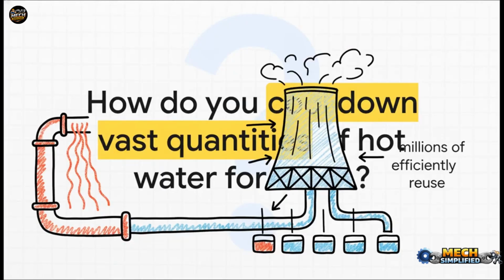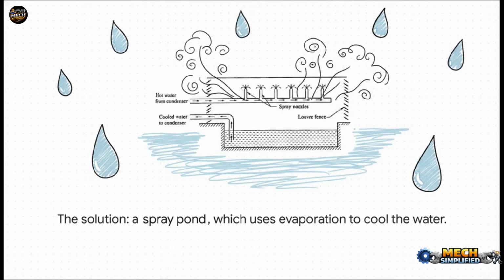You obviously can't just pump boiling hot water right back to the beginning of the cycle. It just wouldn't work. You have to cool it down, and you have to do it efficiently. And remember, for a big power plant, we're not talking about a small amount. We're talking about cooling millions of gallons of water continuously, 24/7. And one of the most elegant solutions is also one of the simplest, the spray pond.